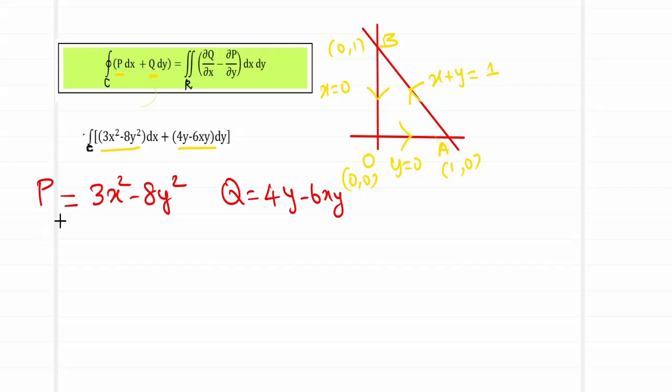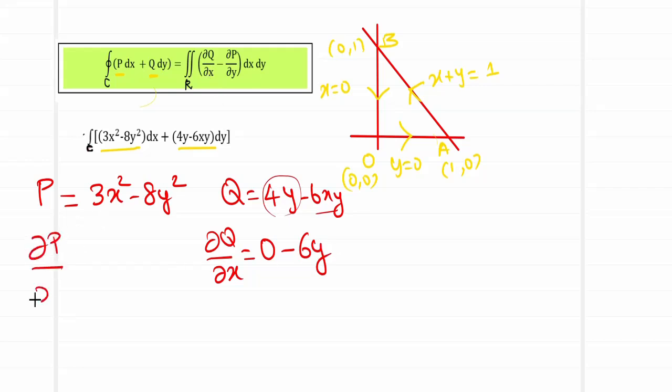So now I want dou q by dou x, q with respect to the variable x. So this 4y will become 0, minus 6xy will give me minus 6y. Now moving with the second part, dou p by dou y. Differentiating with respect to y, this will become 0 and I will have this to be equal to minus 8 twos are 16 times y.